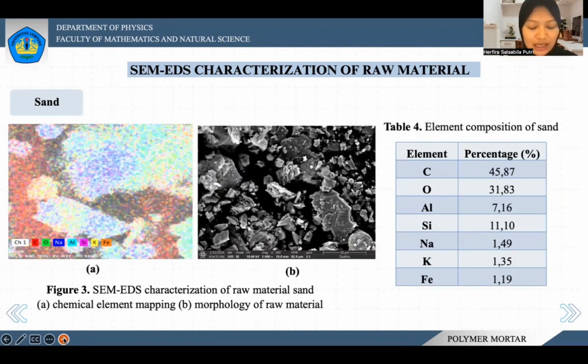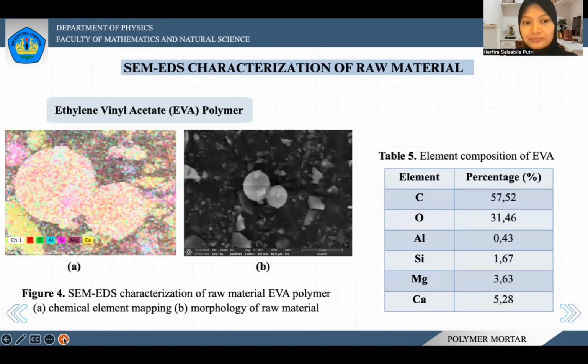For the sand, the dominant element is Si, marked in purple, and the Al aluminum element is blue. The elements present are C, O, Al, Si, Fe, Na, K, and Fe. And this is about the EVA polymer.